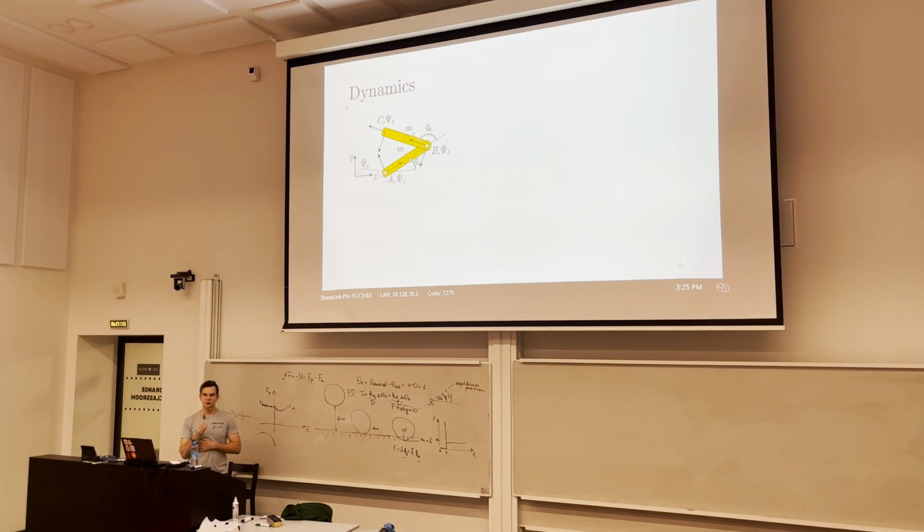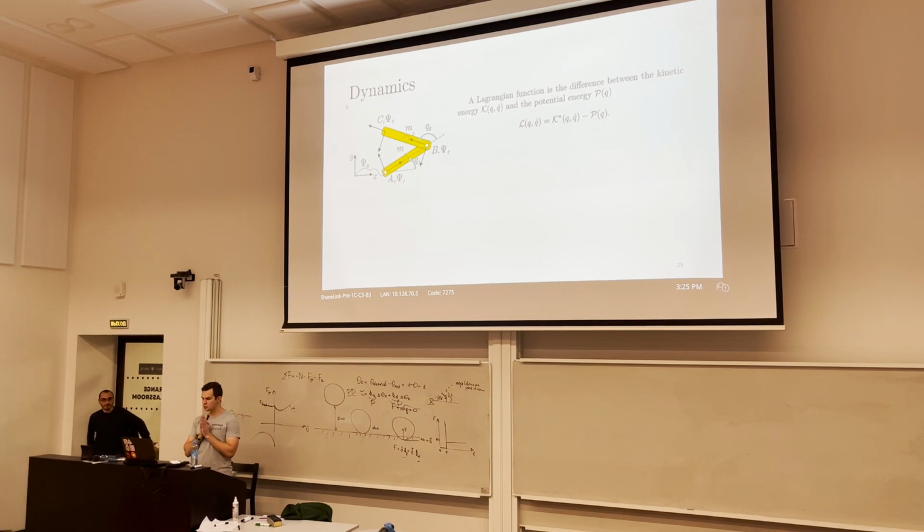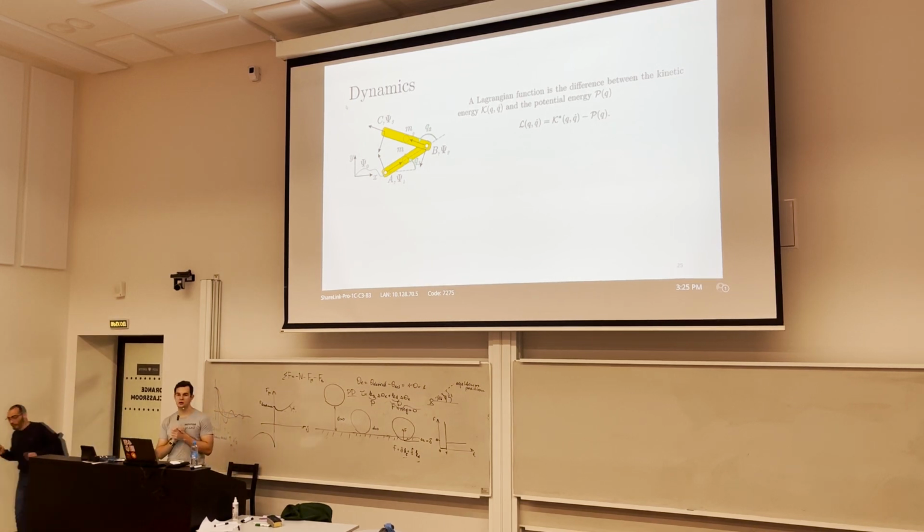We need to derive the equation of motion. It means that we need to derive the dynamics of the system. How can we do this? Pretty much the same as we already did for the mass spring damper system. So we need to derive a Lagrangian equation for this system.